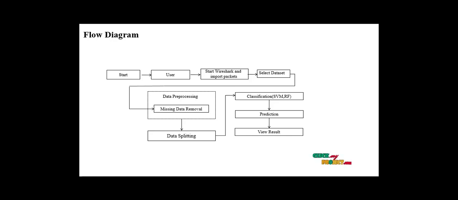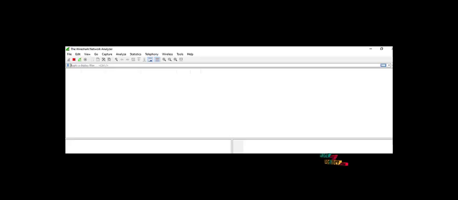In this process, the accuracy produced by the support vector machine is comparatively less than the random forest algorithm, so we are going to predict using the random forest algorithm. After the successful prediction, the result will be either a man-in-the-middle attack or not an attack. Now let's see how to run the project.